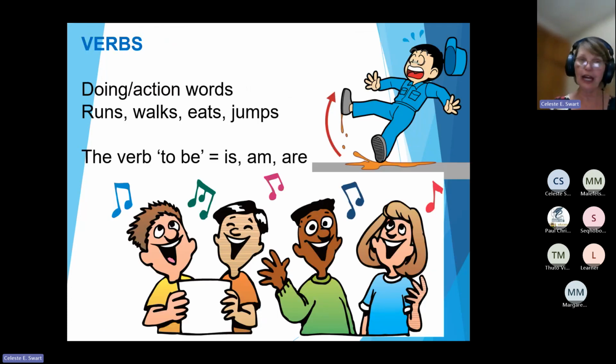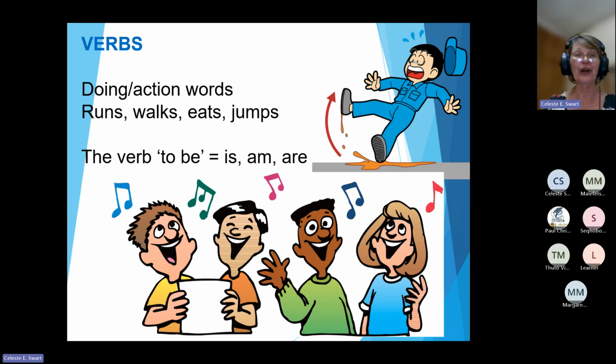And then verbs. Very simply, our verbs are our doing words, runs, walks, eats, jumps. And then it's often linked to things like to. If you put to in front of the verb, you can often identify it as to run, to walk, to eat. And the verb to be is, am, are, have, has. All of those are also verbs. So don't forget, when you look at this picture, it's not just about singing, which is a beautiful verb, but those are the obvious ones.